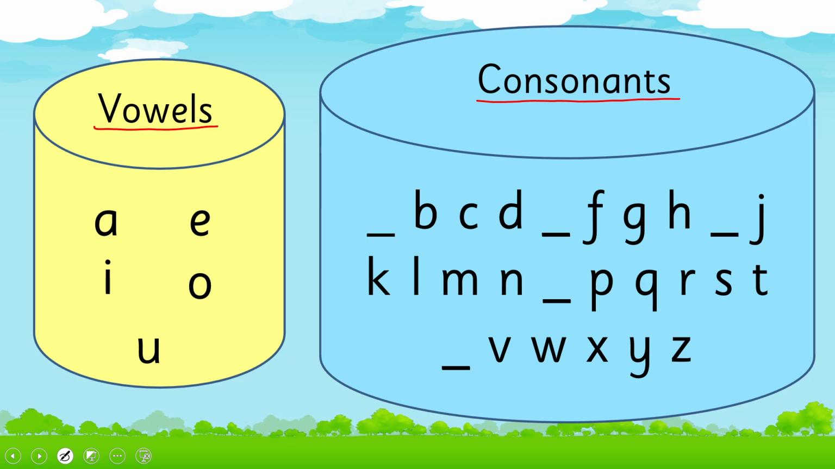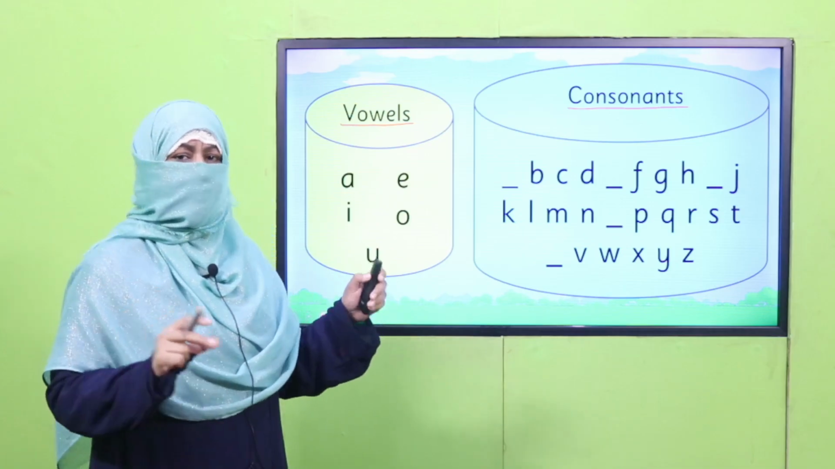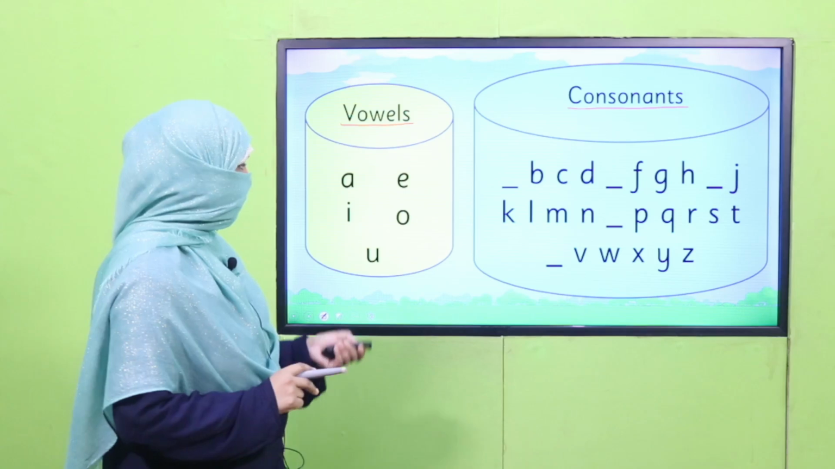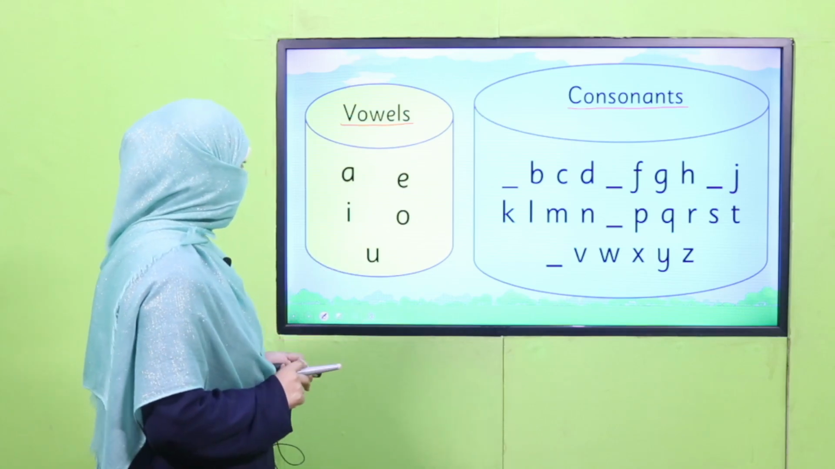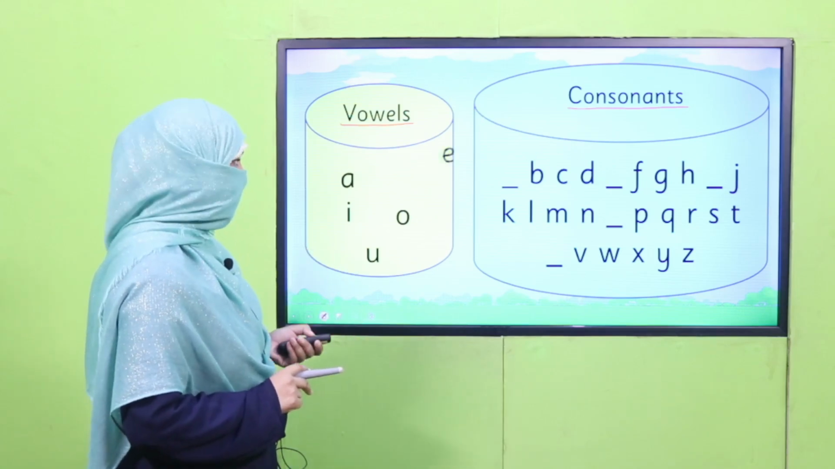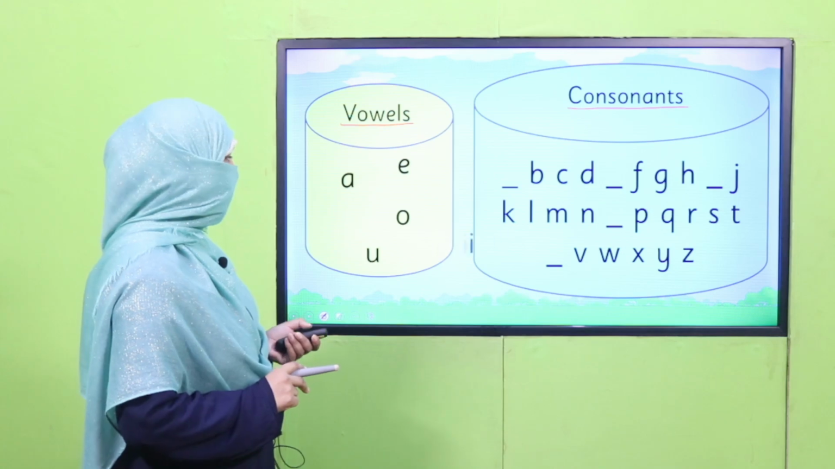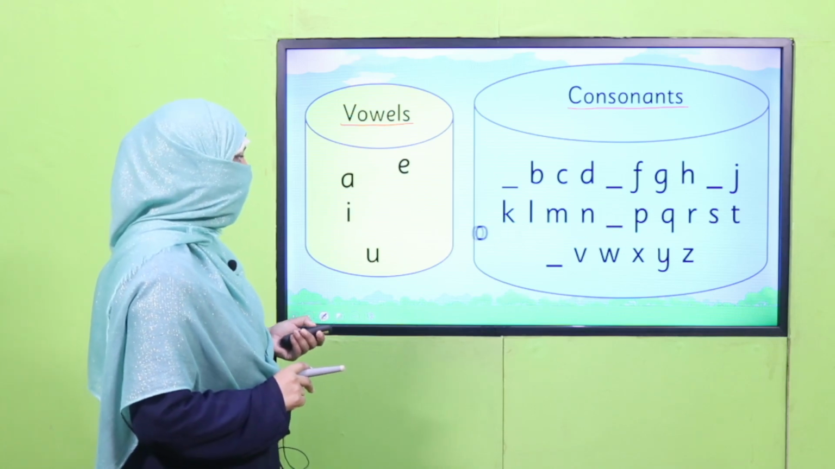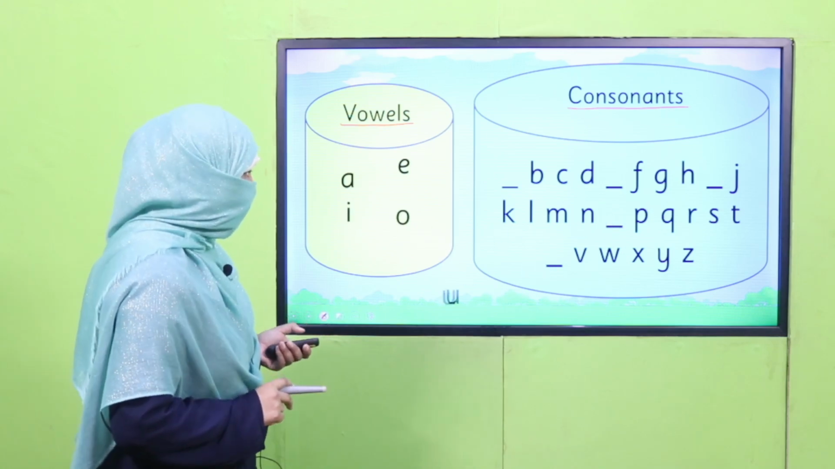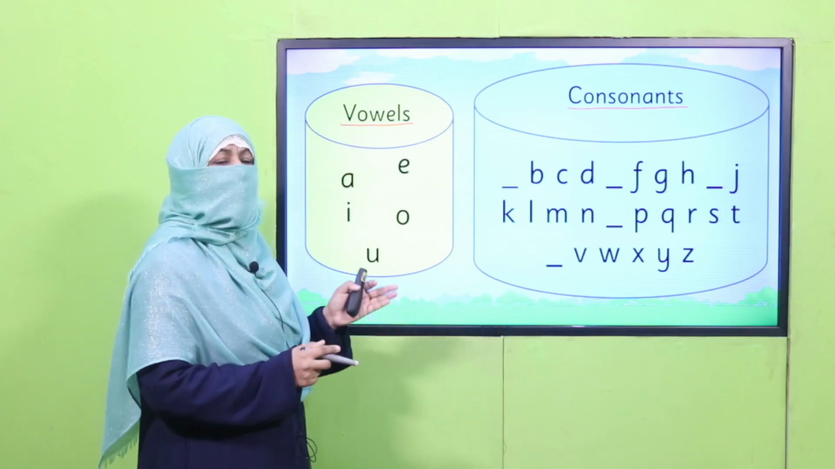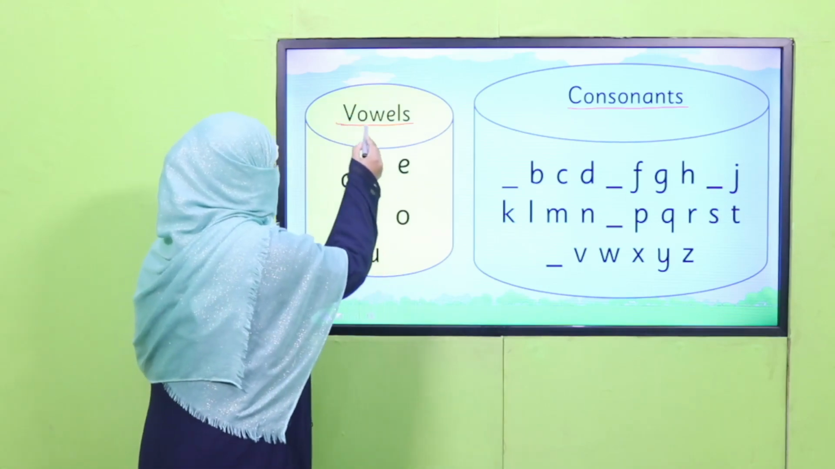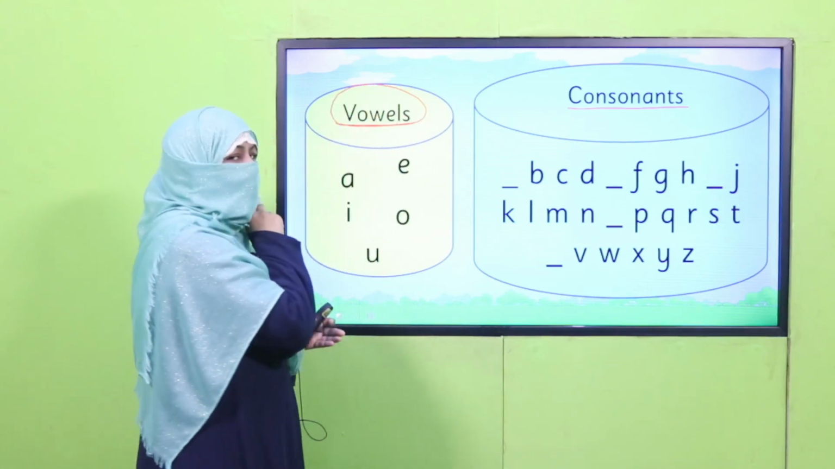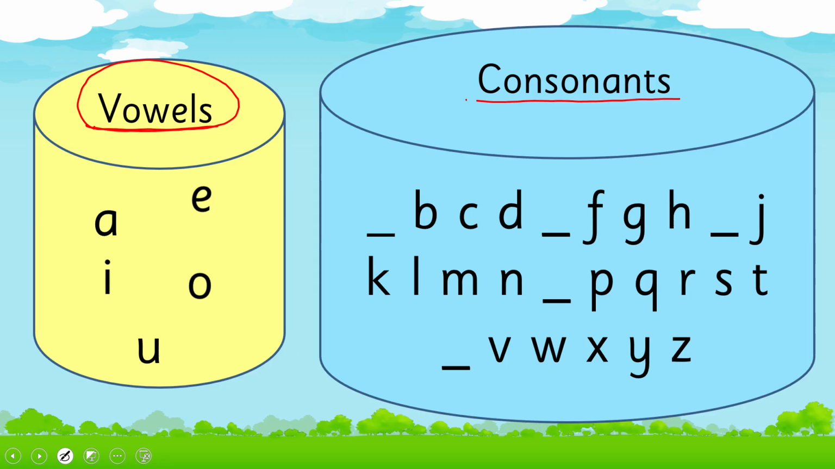So from all the English alphabets, we take 5 letters out, which are A, E, I, O, U. When we take these 5 letters separate, these 5 letters are known as vowels and the rest of the letters are known as consonants.